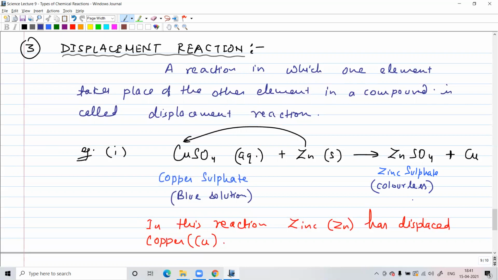Magical, right? If you have something blue, you put some zinc into it, displacement reaction will take place and the blue colored compound will become colorless. It's an interesting reaction, right? Blue solution turns colorless. So remember, yeah.